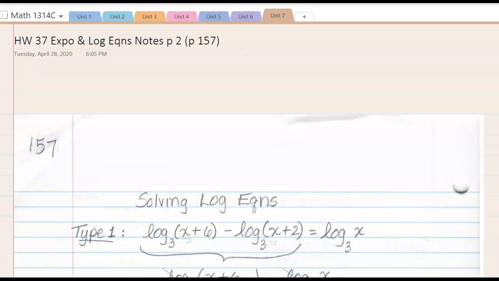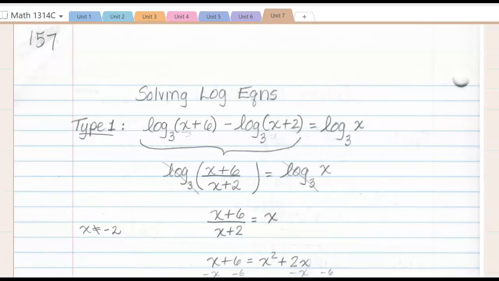This video will cover the second page of notes on the topic of exponential and logarithmic equations. In the previous video, we solved exponential equations, in which sometimes we had to use logs. In this video, we will be solving logarithmic equations, equations that already contain logs. Again, there are two types, and here's type number 1.